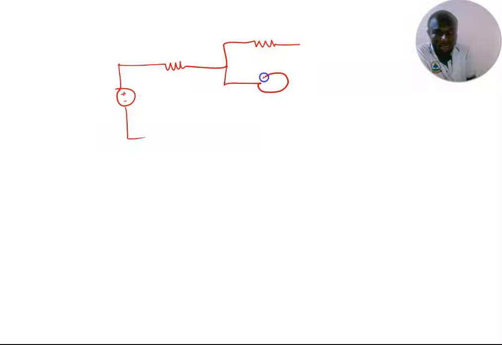So we have a voltage source here, plus, minus, right? Then we also have a resistor here. Then we have another resistor here in power connection with a current source. Okay. Then we have another connection here, a resistor and a voltage source.